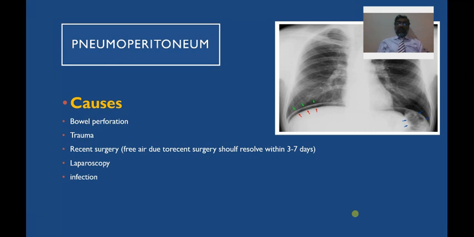Certain air producing organisms can have this picture also. So pneumoperitoneum secondary to any other cause is a surgical emergency. You have to remember that it needs exploratory laparotomy.